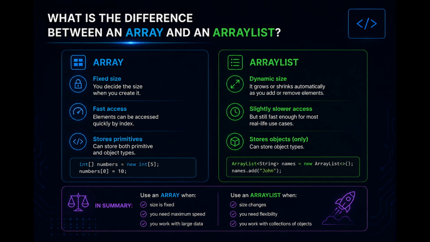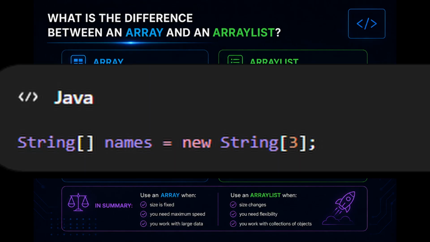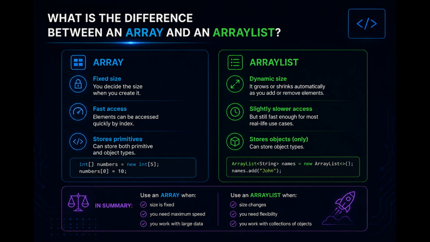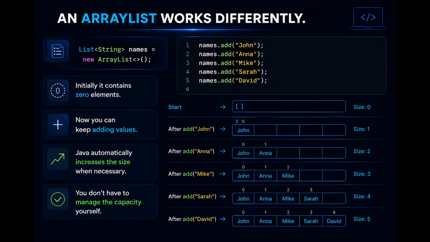What is the difference between an array and an array list? Both arrays and array list store collections of objects. The biggest difference is size. An array has a fixed size. For example, what you see on the screen right now, Java creates space for exactly 3 elements. You cannot add a 4th element. If you decide to add a 4th element, you will get an exception, because index 3 does not exist.